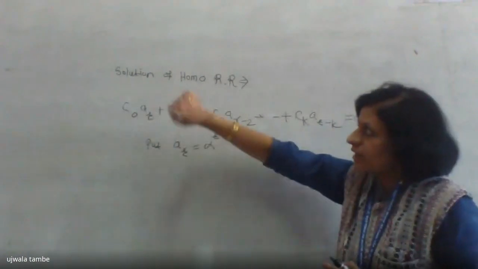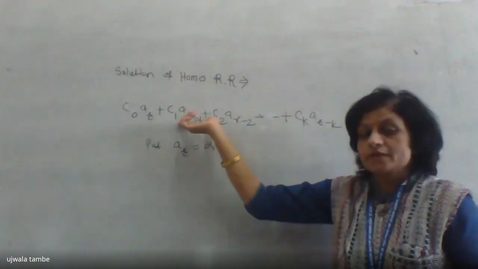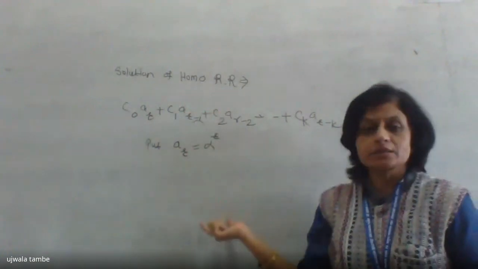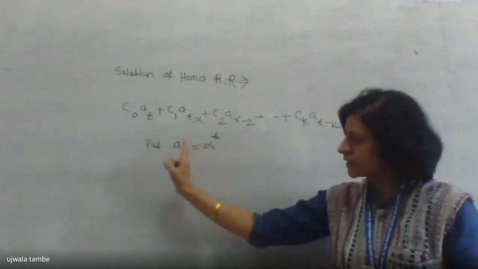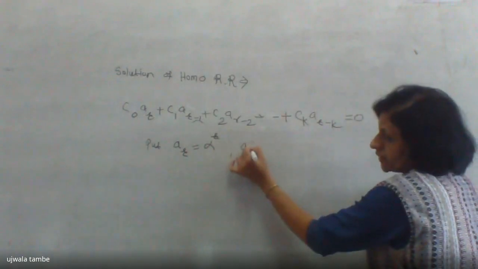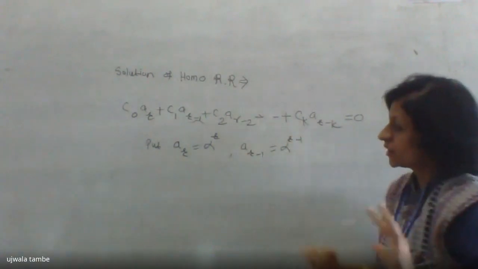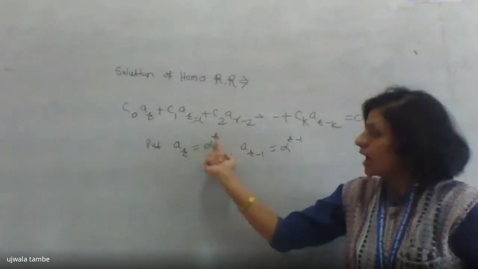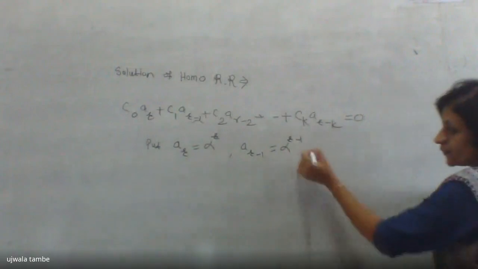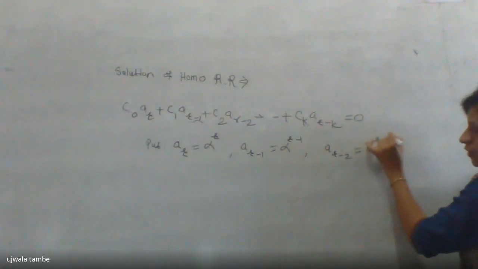समजते हैं? आपण काय फाइंड करतोय? To find the solution of homogeneous equation. Homogeneous equation given असणार आहे. First, to find its characteristic equation by using a_r is equal to alpha raised to r. Similarly, a_(r-1) is alpha raised to r minus 1. मी काय केलंय? फक्त रिप्लेस केलंय r by r minus 1. a_(r-2) is alpha raised to r minus 2 and so on.